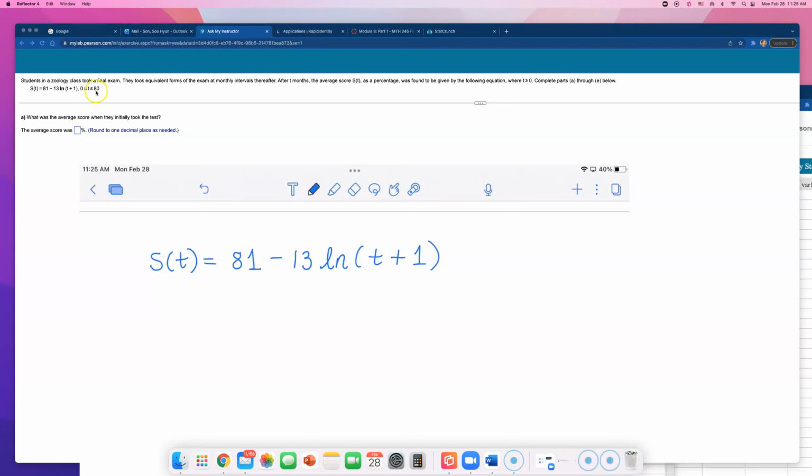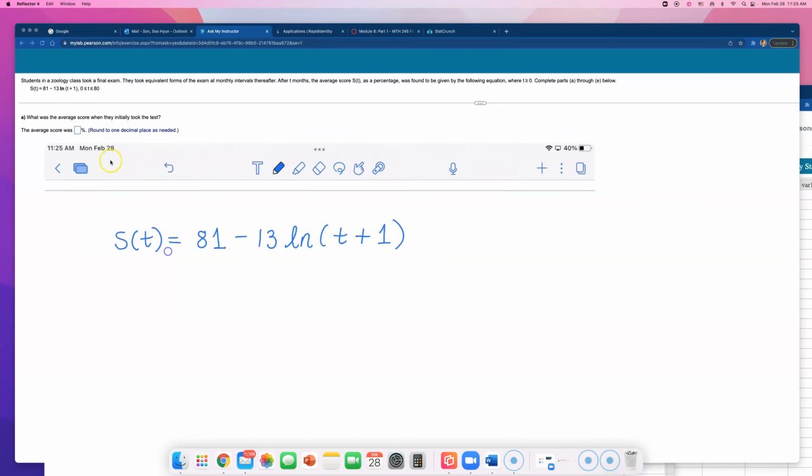And look, they were bothering these students for the next 80 months. Really? Wow, okay. So what was the average score when they initially took the test? Initially is T equals 0, right? So for part A, all you have to do is find S of 0. Plug in 0. That's going to be 81 minus 13 times natural log of 0 plus 1.